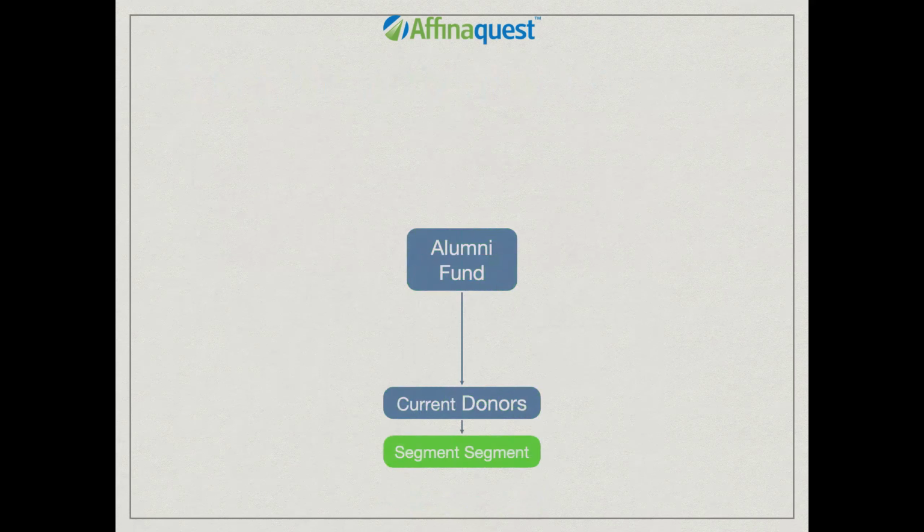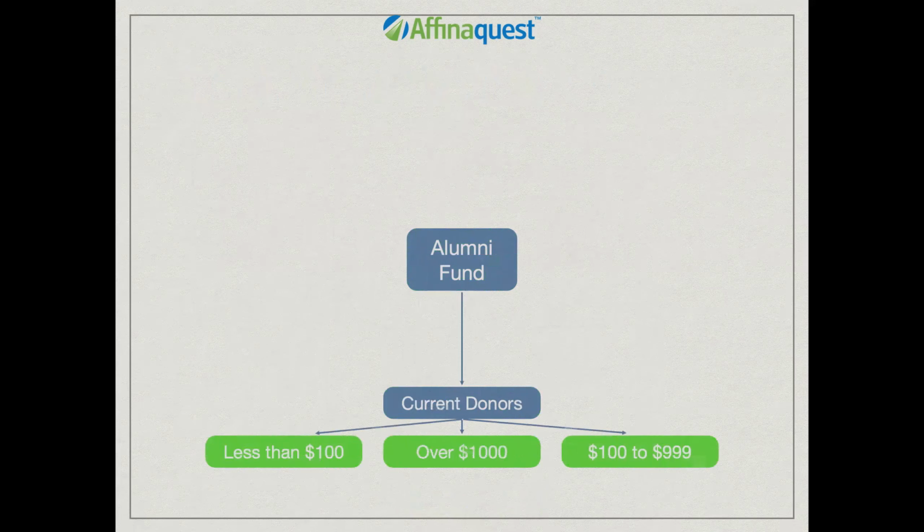Then under that, we can add a segment. It shouldn't say segment, it should just say segment. These segments could be things like donors that gave less than $100 last year, over $1,000, $100 to $999. Those could be segments. And basically you segment the campaign members by changing their status. So the status of those under 100 might be A, from 100 to 1,000 is B, over 1,000 would be C.